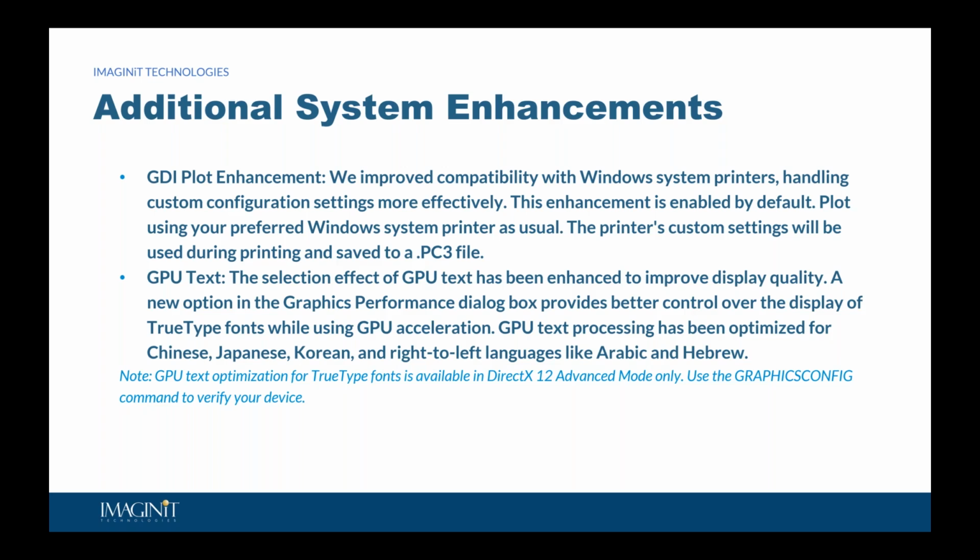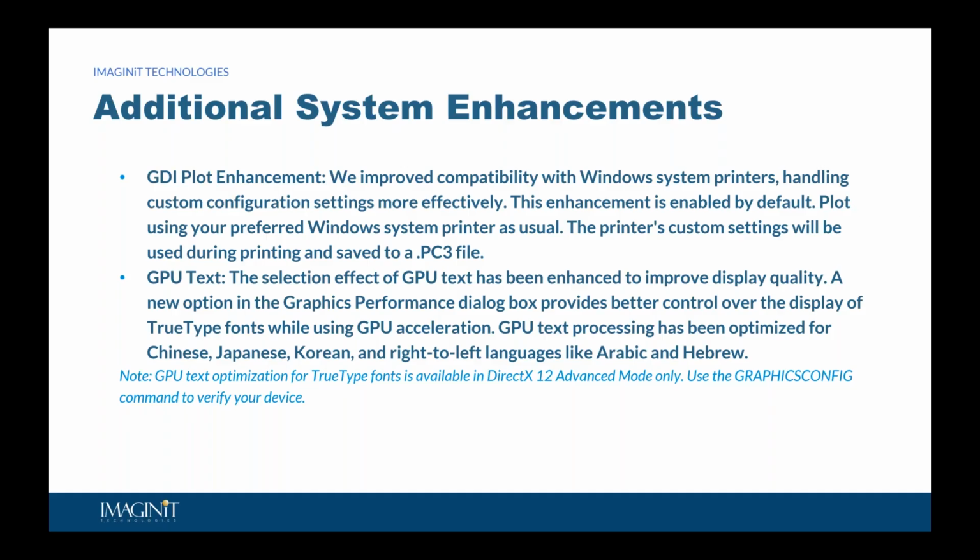GPU text: the selection effect of GPU text has been enhanced to improve display quality. A new option in the graphics performance dialog box provides better control over the display of TrueType fonts while using GPU acceleration. The GPU text processing has been optimized for Chinese, Japanese, Korean, and left to right or right to left languages like Arabic and Hebrew. And note, the GPU text optimization for TrueType fonts is available only in DirectX 12 advanced mode. Use the GRAPHICSCONFIG command to verify your device.